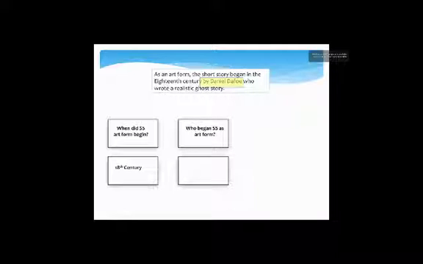The next statement is by Daniel Defoe. So our question becomes, who began SS as art form? And on the back of that very card, we have Daniel Defoe. The next statement is, who wrote a realistic ghost story? Any one of these could be questions on an exam. Our question on the card is, what did Daniel Defoe do? And the answer on the back, wrote a realistic ghost story.